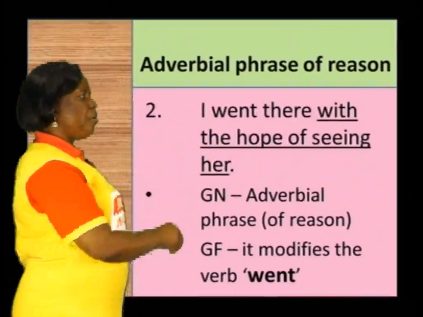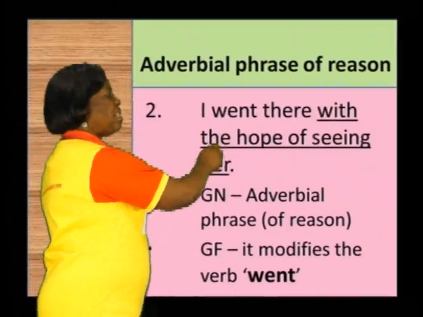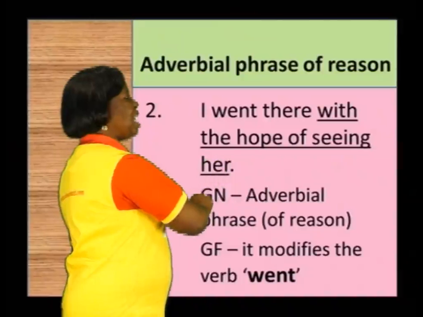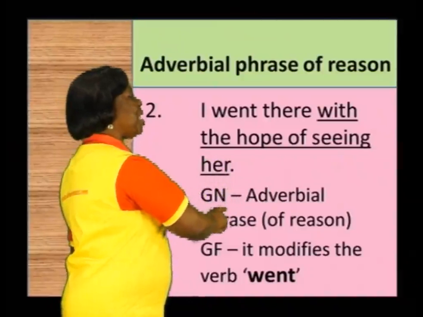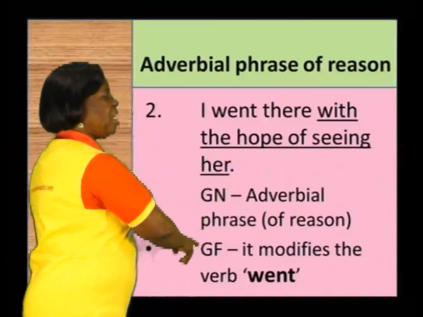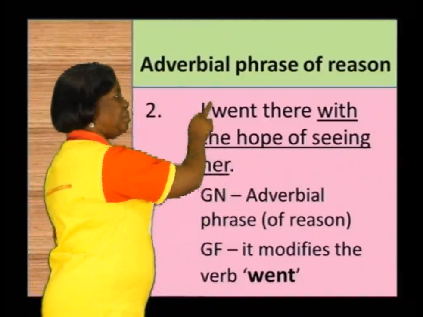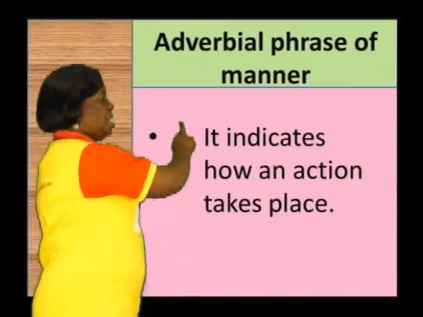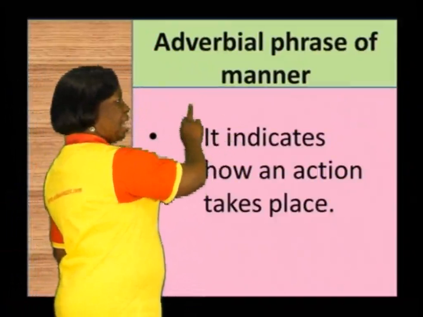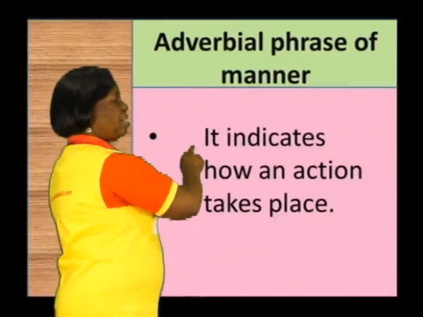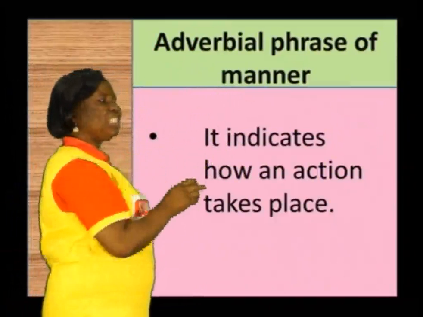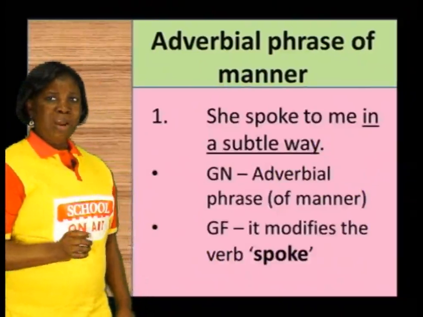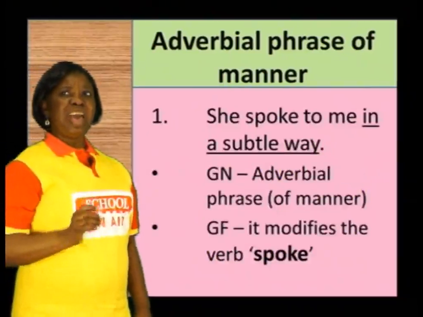The second example, I went there with the hope of seeing her. With the hope of seeing her, that's the underlined expression. The GN is adverbial phrase of reason. And the GF is it modifies the verb went. Okay? So another type is adverbial phrase of manner. This one indicates how an action takes place. That is, it answers the question how, right? The way and manner by which the action takes place.